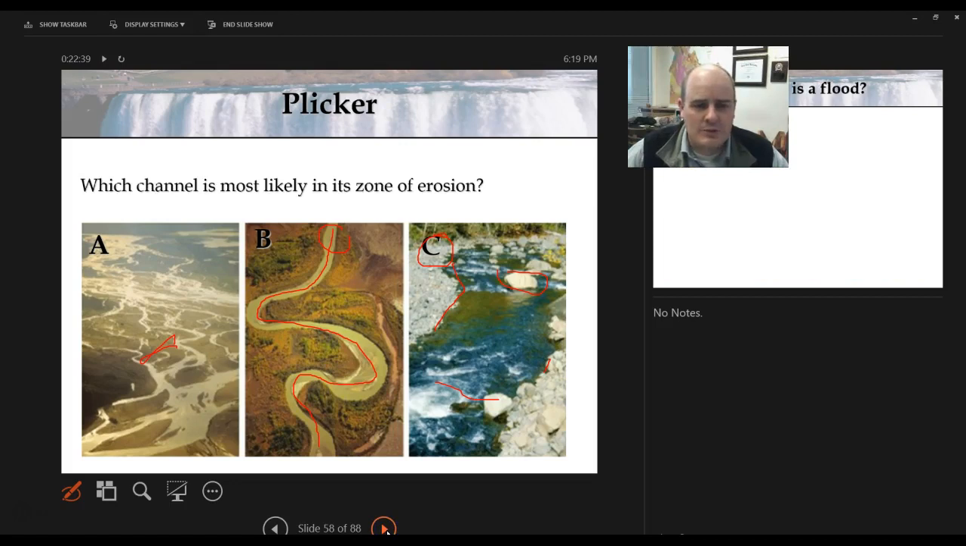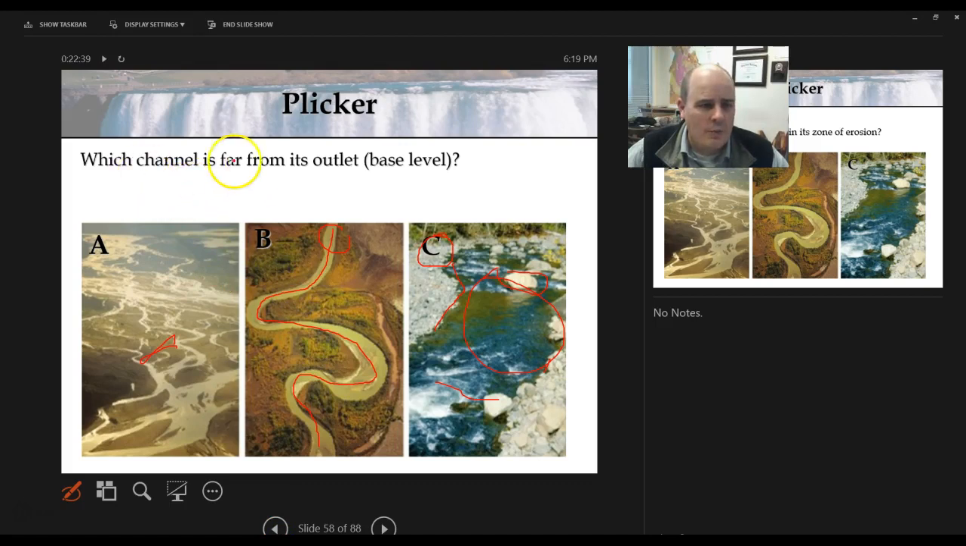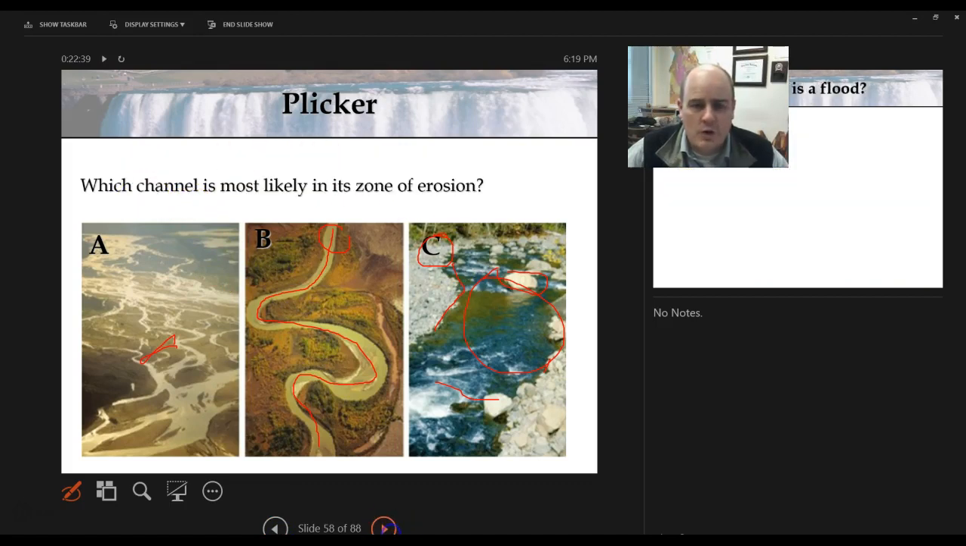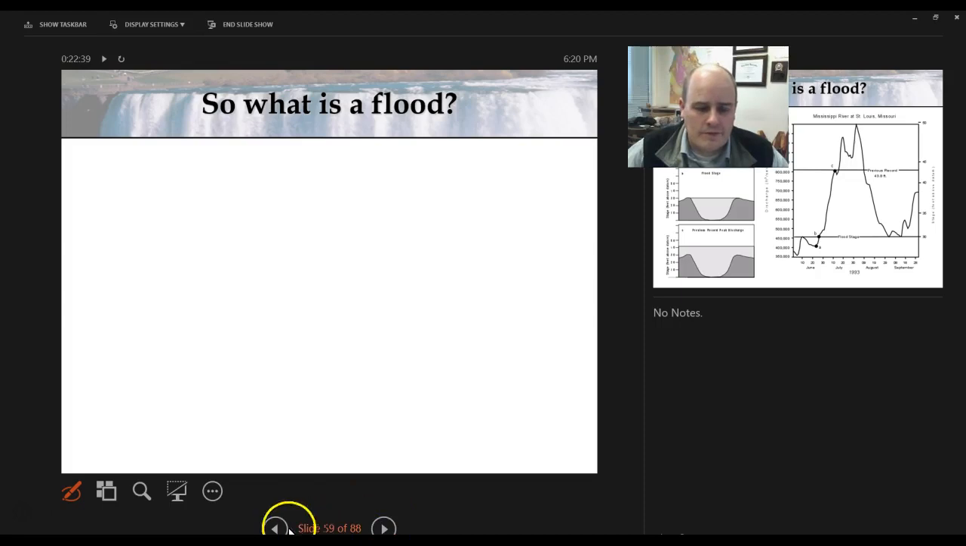Okay, so which channel is most likely in the zone of erosion? This one again. Which channel is far from its outlet? C. Which one is likely in its zone of erosion? C again. Which one is likely in the zone of transportation? B. Which one is likely in the zone of deposition? A. You get it? Okay.